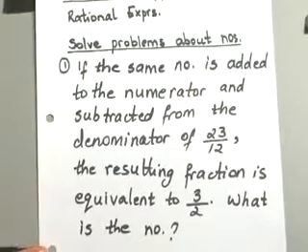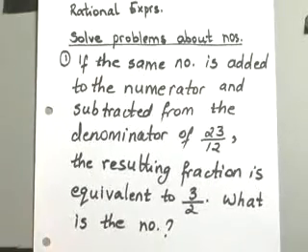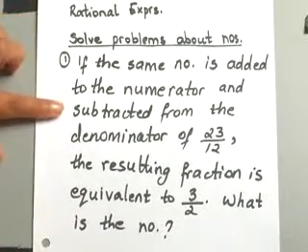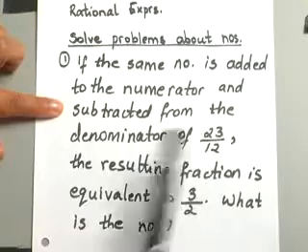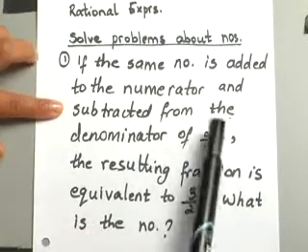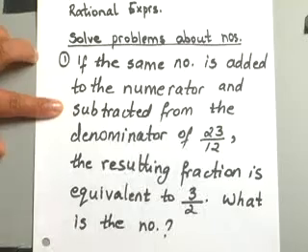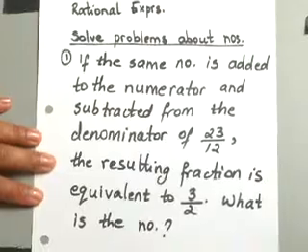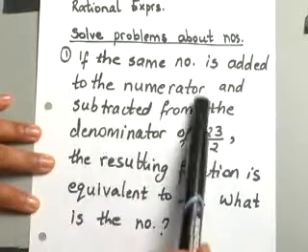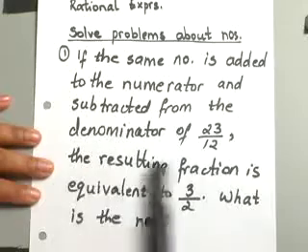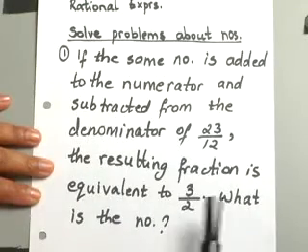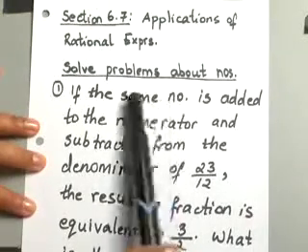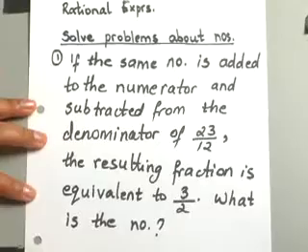Let's take a look at what our problem is. It says if the same number is added to the numerator and subtracted from the denominator of 23 over 12, so you take one number, add it to the numerator and subtract it from the denominator, the resulting fraction is equivalent to 3 over 2. What is that number? They're talking about the number that you're adding and subtracting from your 23 over 12.